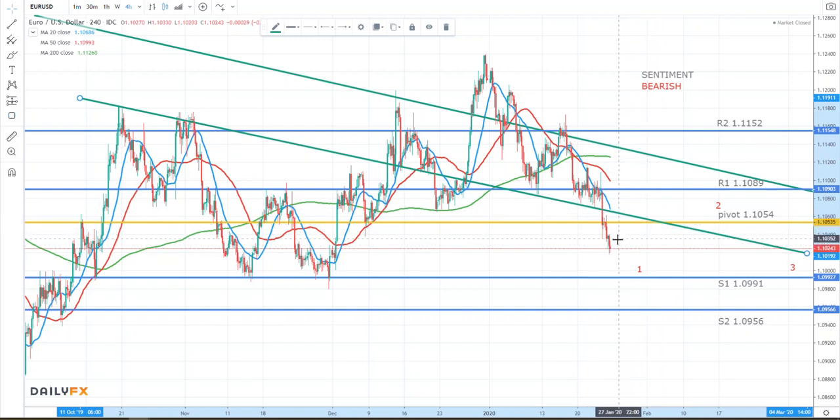So as price goes into Sunday, Monday, I'll be looking for a return to this line for a sell. If we see price break out above this, back into this descending channel, then I'll be looking for a sell at the 1089 line. What would reverse and make my sentiment bullish is if we see price rocket above this R2 1152. If that happened, then my sentiment would be bullish. But for now, I'm a bear, selling euros.